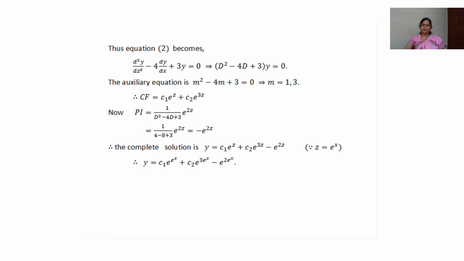So here we have 5 examples for this type of problem. With these 5 examples, you can understand this method, how we are changing the independent variable x to z and solving the differential equation.